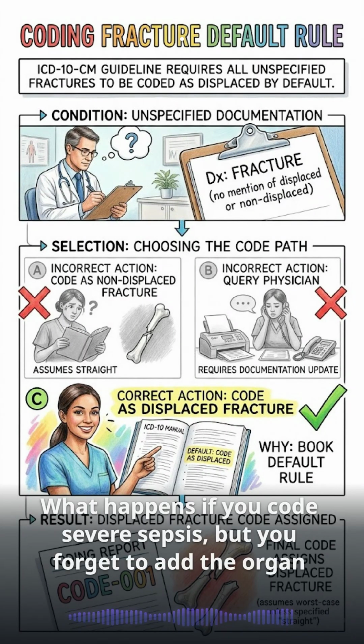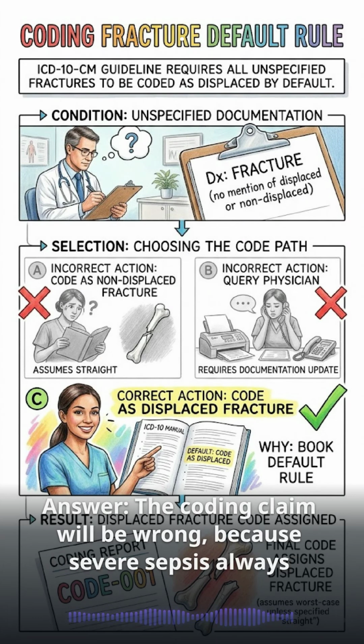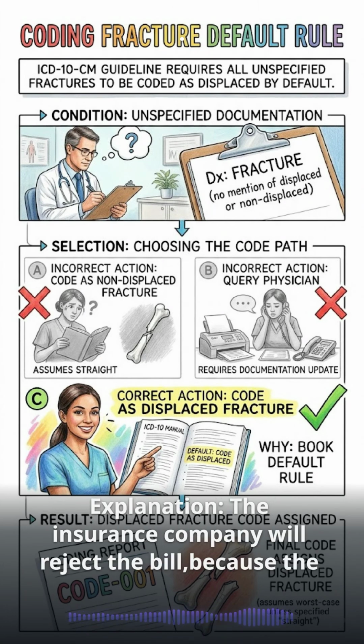26. What happens if you code severe sepsis, but you forget to add the organ dysfunction code? The coding claim will be wrong, because severe sepsis always requires a separate failing organ code. The insurance company will reject the bill, because the story is missing a very big piece.